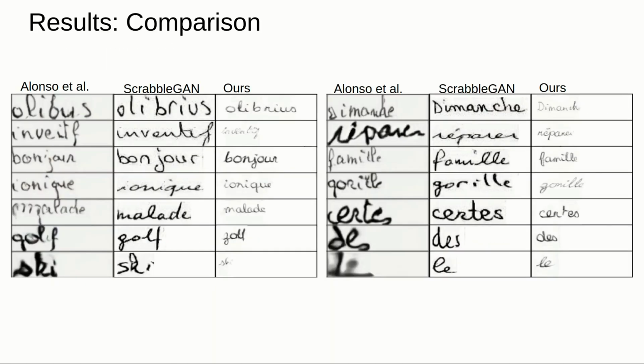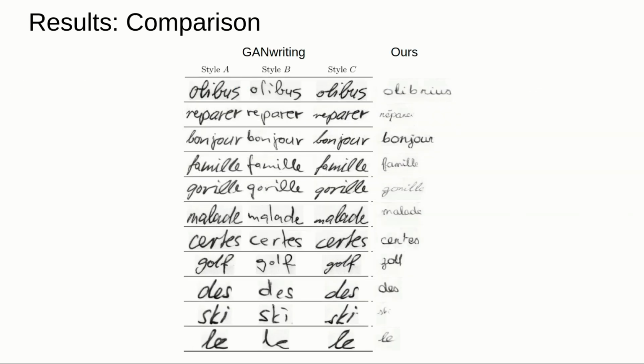Here are our results side by side, Alonso et al. and ScrabbleGAN. While our method was designed to generate lines, we show it generating words here for comparison. Our generated results appear slightly smaller because our method was trained on full lines of handwriting as opposed to the more tightly cropped word images. Here are our results compared to those from GANwriting.